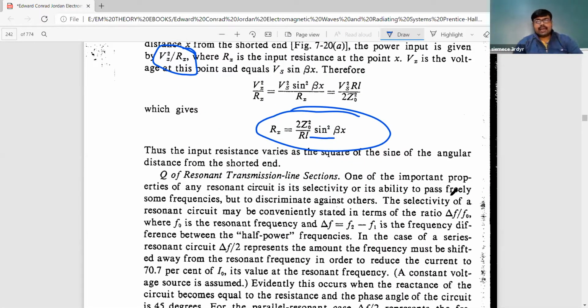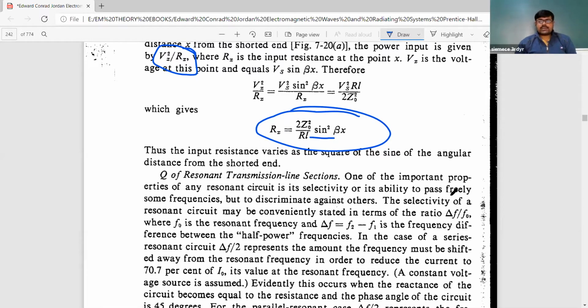So mathematically as well as physically, we have verified the case that the voltage we are getting will be sinusoidal. If that is sinusoidal, it will be very easy to find the expression. So for this reason, the expression for Rx equals twice Z naught square divided by RL sin square beta x.